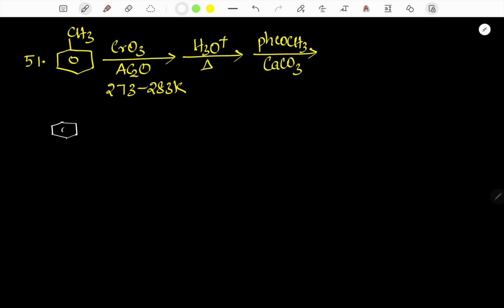The reactant is toluene. When toluene is treated with CrO3 and acetic anhydride, at a temperature generally 273 to 283 Kelvin.